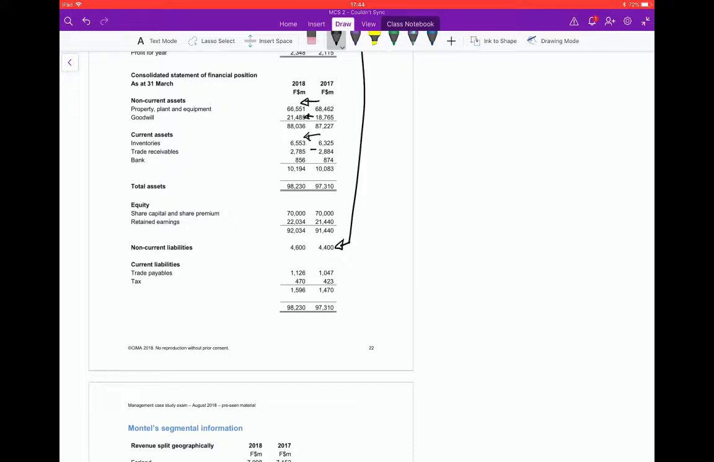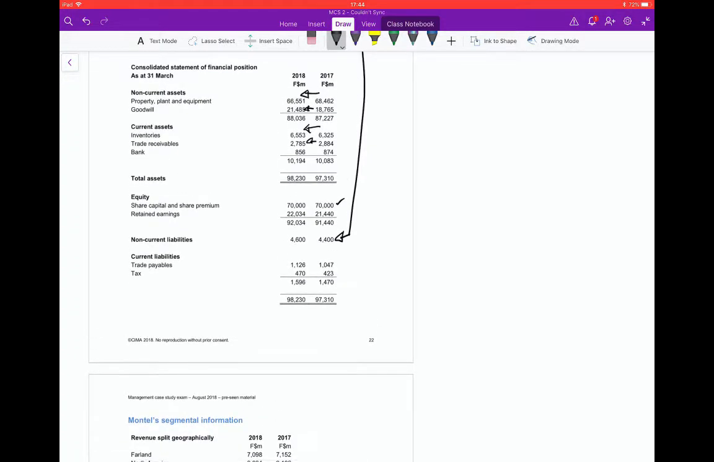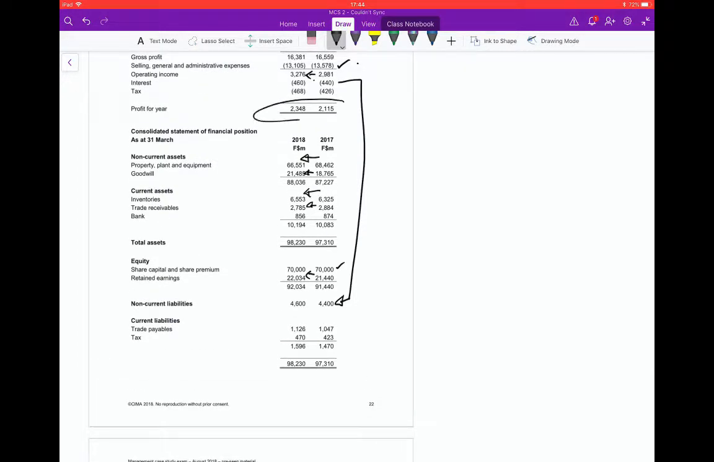Trade receivables essentially going down in line with your sales. Bank's gone down a little bit, but no massive movement here. Share capital and share premium has stayed the same, so no share issue. Retained earnings have gone up a little bit, not as much as your profit for the year, which implies that you have actually paid dividends during this period.